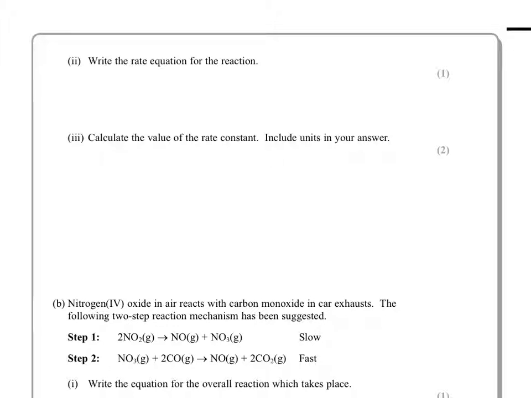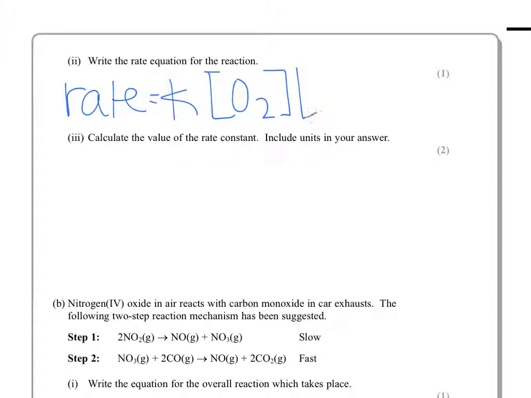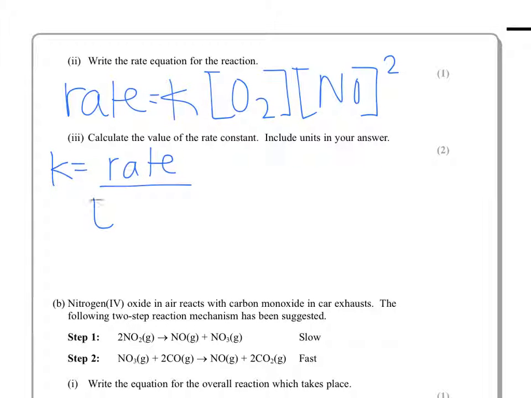From the orders by inspection, we can say that rate equals K, always include your rate constant. We've said that the order with respect to oxygen is 1, so we leave that as that. And we said the order with respect to nitrogen monoxide is 2, so don't forget to put the 2 at the top. Calculating the rate constant means that K equals rate divided by oxygen concentration times the nitrogen oxide concentration squared. Don't forget the squared part.